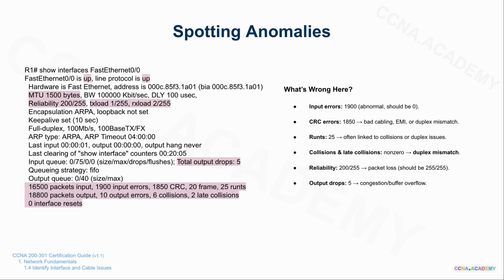When scanning show interfaces in the exam, use a fast checklist. First, check the interface status. Is it up/up? Next, verify duplex and speed. Then scan for non-zero counters, like collisions, CRCs, runts, giants, or late collisions. Confirm that reliability is at 255 out of 255. Finally, check for drops or resets. If any of these fields don't match the expected healthy values, you've found the anomaly. That's exactly what the CCNA exam is testing: your ability to spot what stands out in a long IOS output.